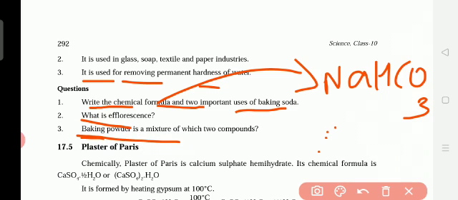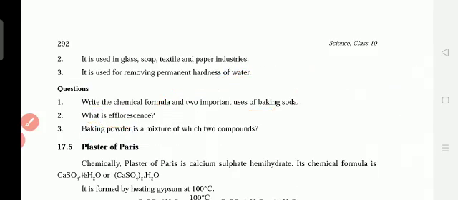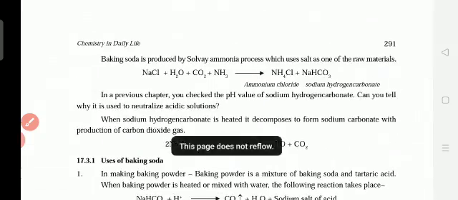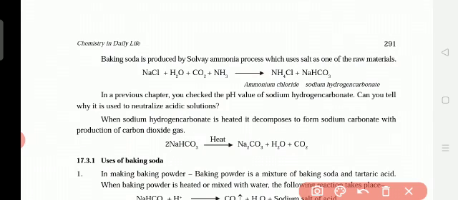Baking powder is a mixture of which two compounds? What are the two compounds in the mixture? Here we see the compounds. A mixture of NaHCO3 is there, right? So here what we have, sodium is there, carbonate is there. Yes.